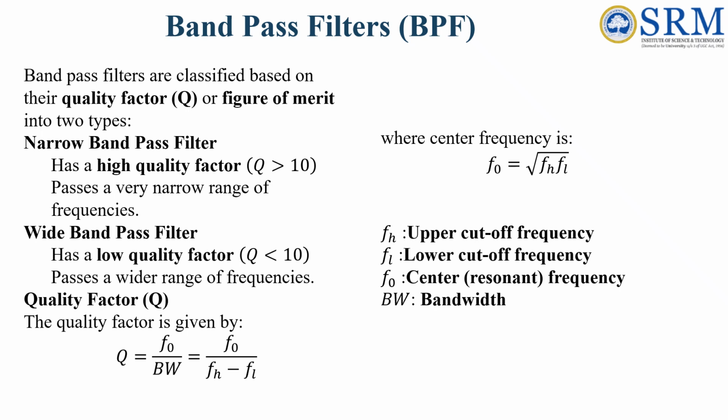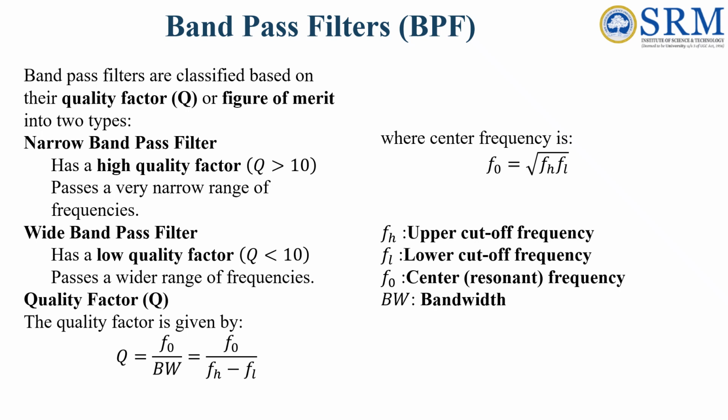Next we are going to look into bandpass filter or BPF. The bandpass filter allows signals within a specific range of frequencies to pass while blocking frequencies outside that range. We have two different types of the bandpass filter. First one is narrow bandpass filter and other one is wide bandpass filter.